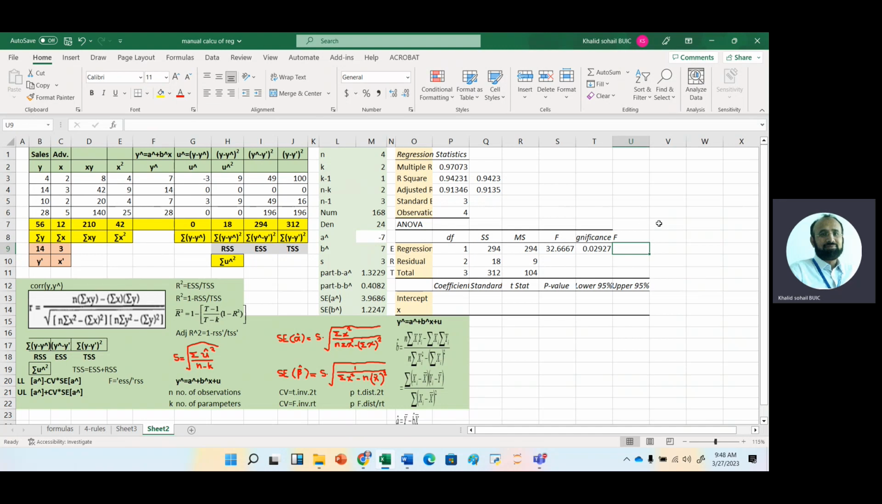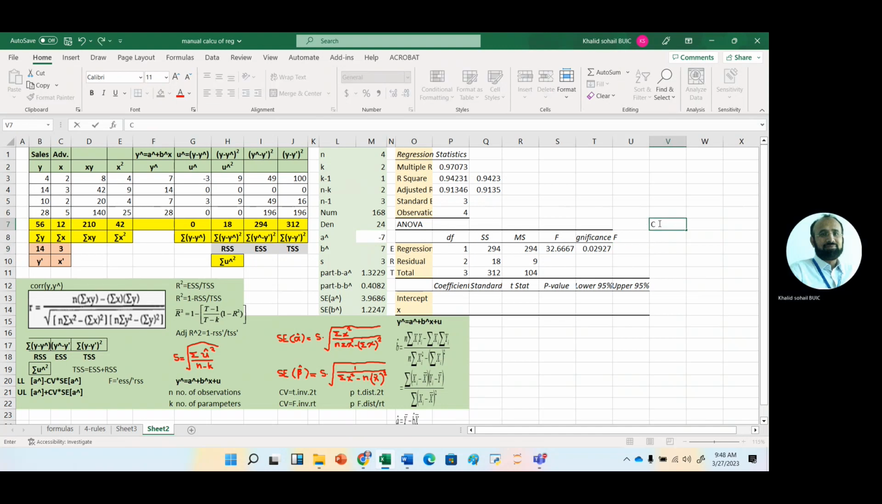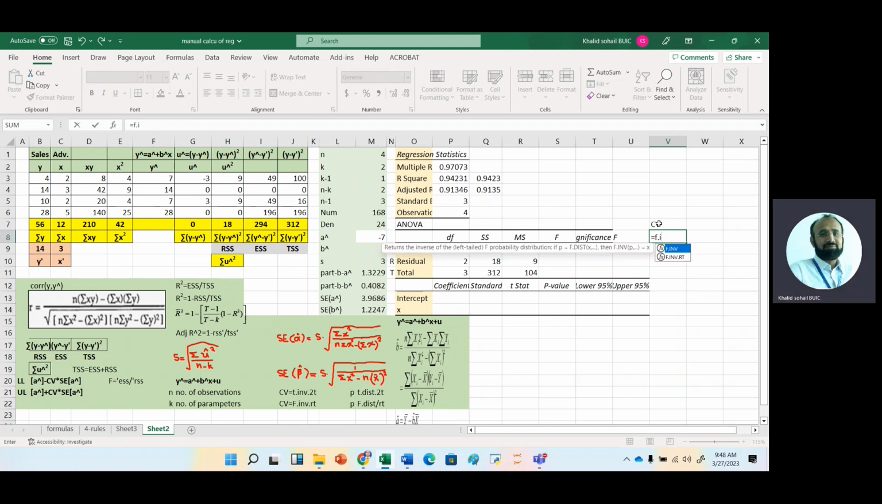Or we can get its critical value by using F.INV.RT. Here we have the probability, let's say 0.05, then the first degree of freedom 1 and the second degree of freedom 2. So as F calculated is greater than this critical value, it means that the overall model is significant.